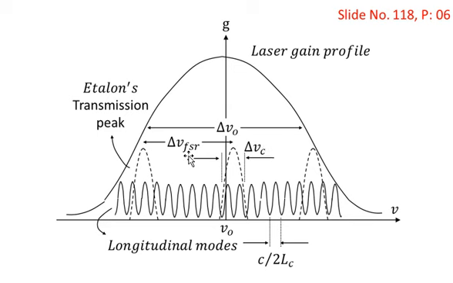So the greater the value of delta nu FSR, the greater the value of the finesse, the higher is the resolution of the Etalon. But if F is smaller, that is the finesse is smaller, it means that this transmission peak can come closer to the other transmission peaks. That is, the two transmission peaks will be closer to each other, and the Etalon will have a poor resolution.